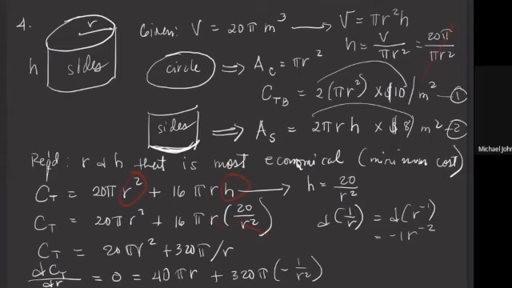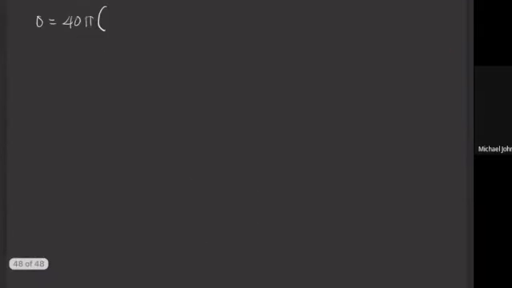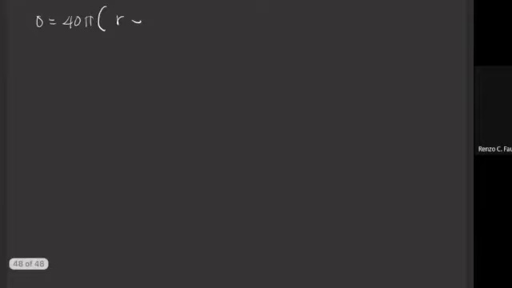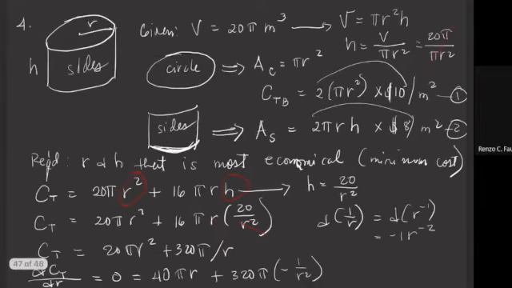We have a common factor here. We can factor out 40 pi. So what's left is r minus 320 divided by 40, which is 8, right? Correct, 8. And over r squared.